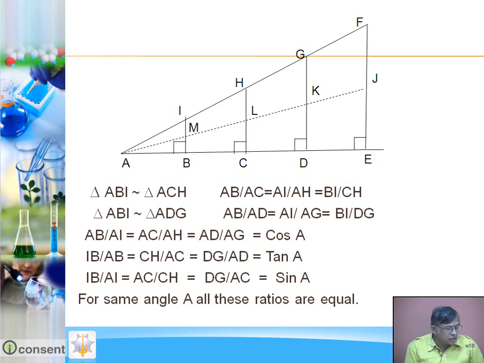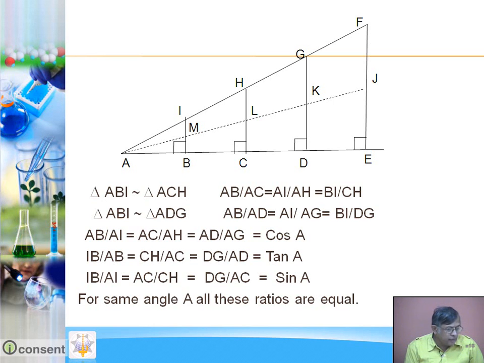Now see that AB is the adjacent side of angle A. AI is the hypotenuse because B is a right angle. Similarly, AC is the adjacent side and AH is the hypotenuse. So these ratios are adjacent side upon hypotenuse, known as cos A. Now IB upon AB is equal to CH upon AC is equal to DG upon AD, etc.